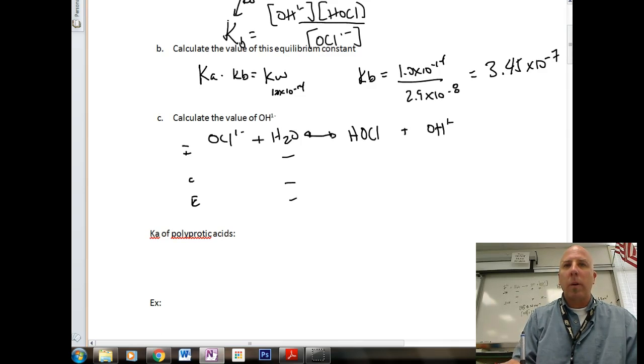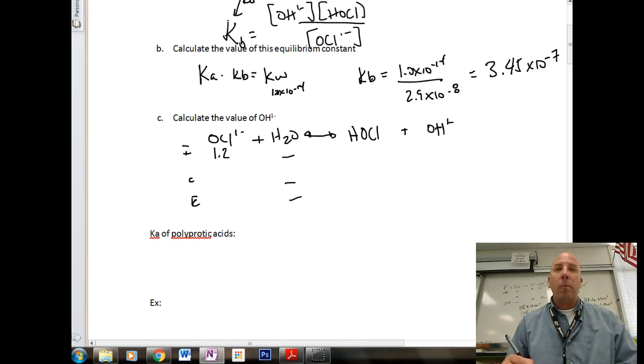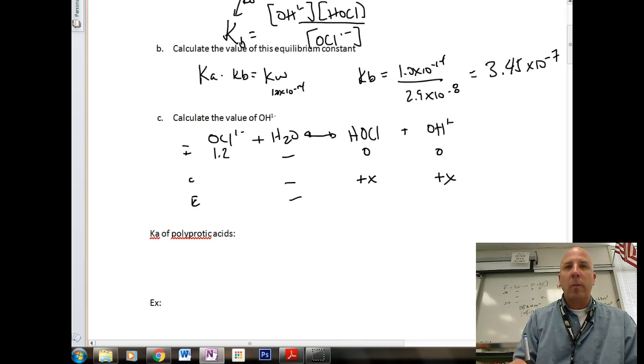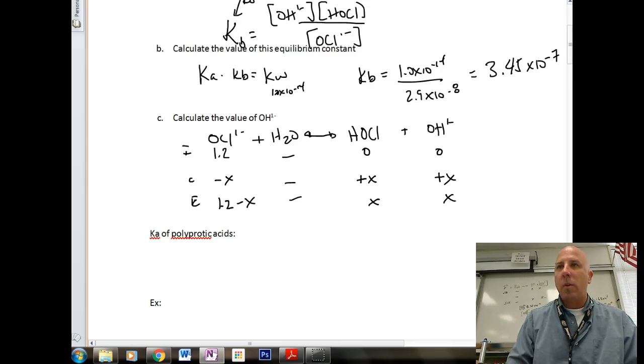And we're not going to worry about water. It did tell us that our OCl- concentration was 1.2 molar. It's going to completely ionize into the sodium ion, which again doesn't affect pH, as well as the OCl-. And then we're going to have 0 and 0 here. It's going to go to the right, so plus x, minus x, 1.2 minus x, x, and x. And you know what's coming next.